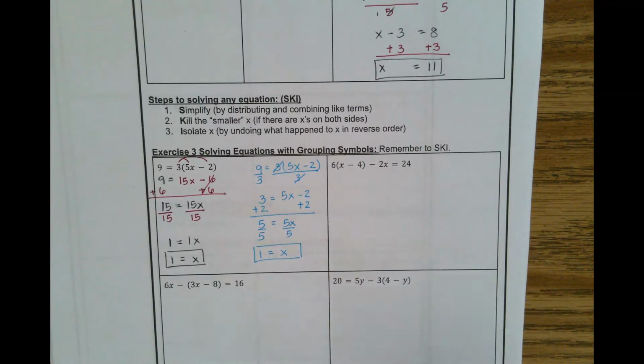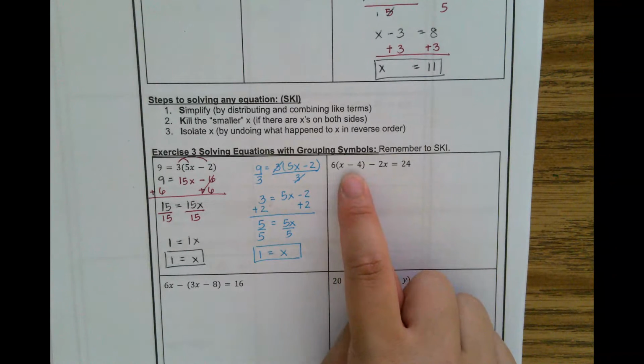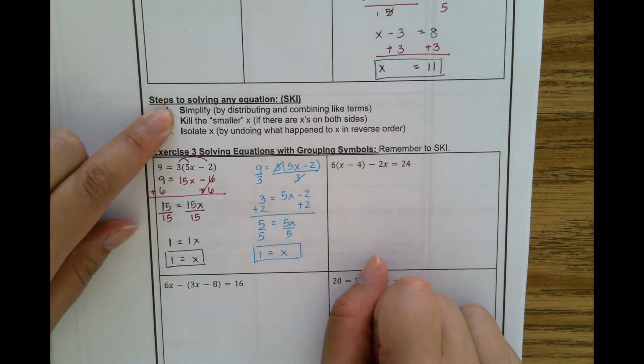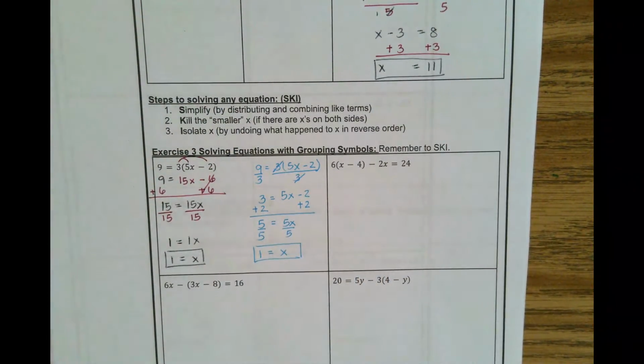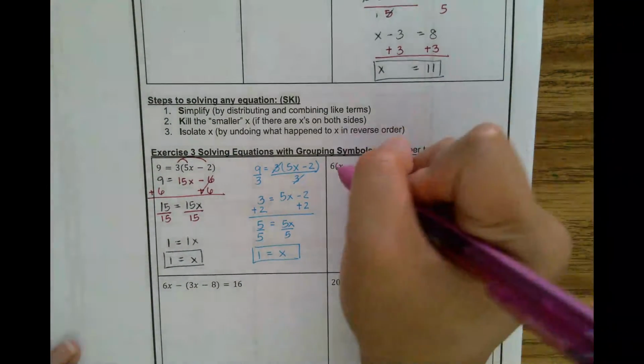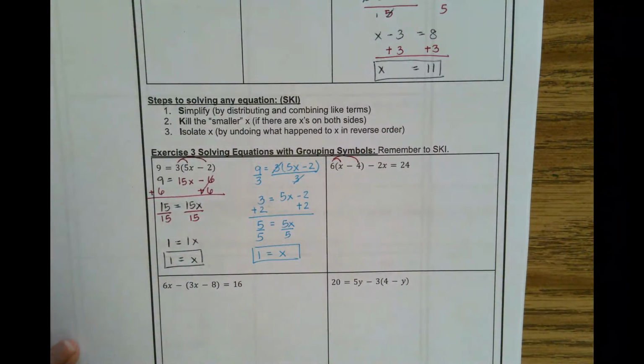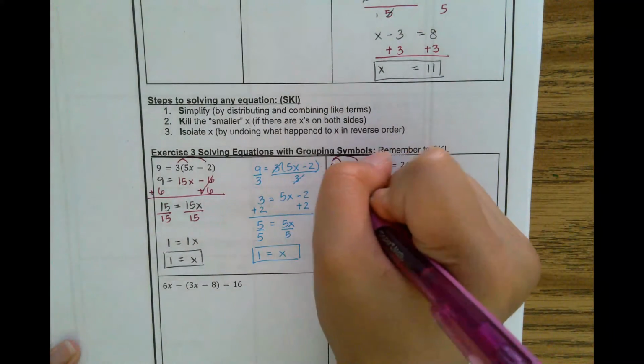6 times the quantity of x minus 4 minus 2x equals 24. So first is to simplify. I'm going to distribute and combine like terms, okay? So here I'm going to distribute the 6 to everything in the parentheses. This gives me 6x minus 24.